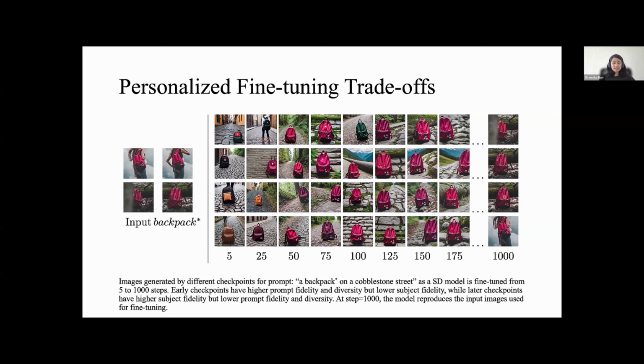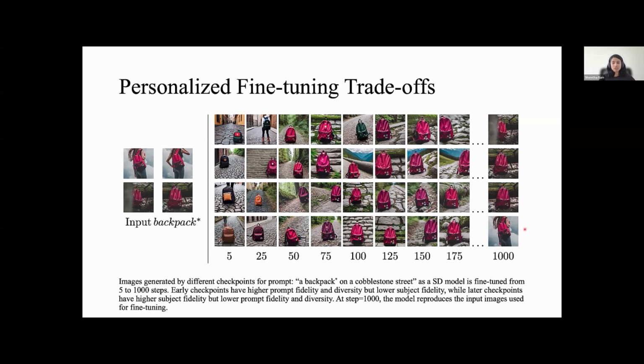And finally, as we progress through fine-tuning in later checkpoints, you can start seeing higher subject fidelity, but now there is lower prompt fidelity and diversity. These images start looking very similar to one another, and also there is no cobblestone street anymore. And if we continue this process, at step 1000, we see that the model starts to just output the input training images. Whatever you give as the prompt, you will get one of these input images that was used for fine-tuning.